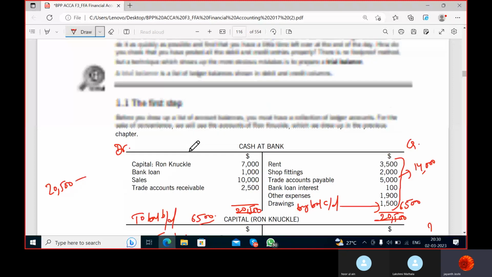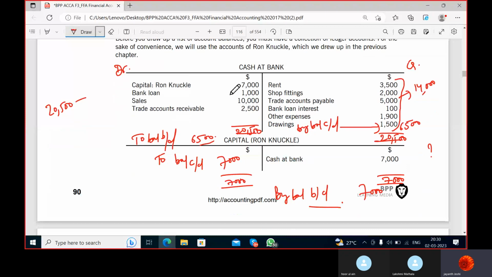We start with the cash account, and I'll ask you a question. Cash account is showing which balance here, debit balance or credit balance? Here debit is more than credit, so it is showing debit balance. How much is the brought down balance? 6,500. So we will put this on the debit side.